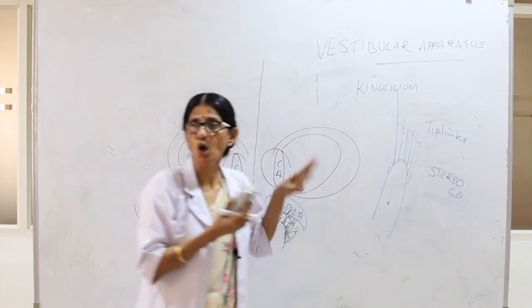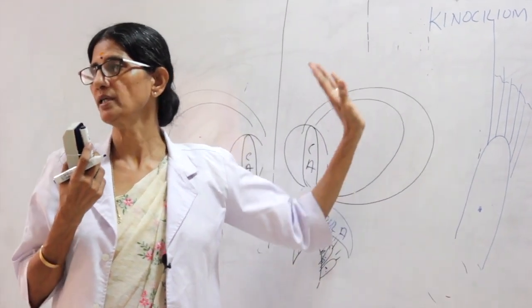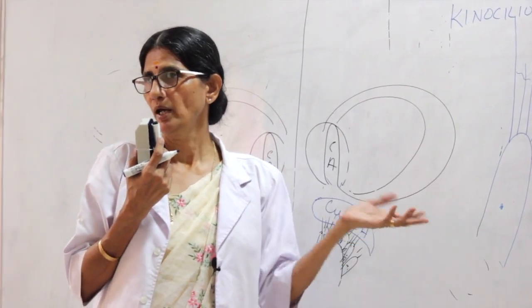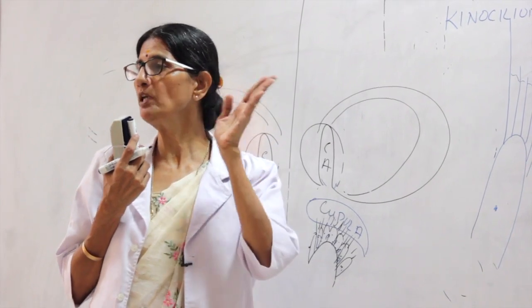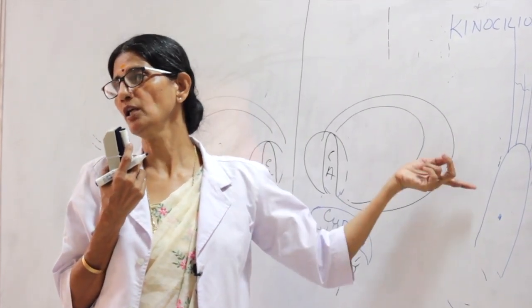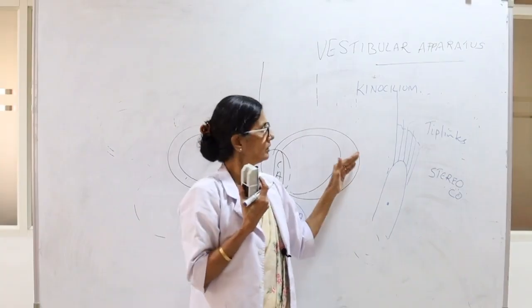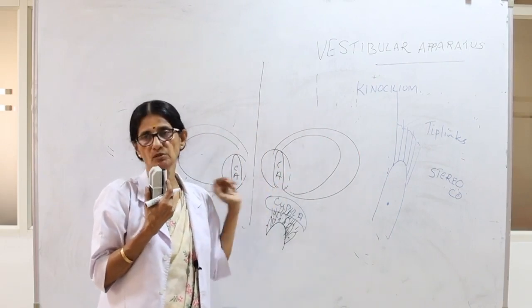Now when you learn about audition, there also it is the same hair cells which are acting as the receptors. So these are actually mechanoreceptors where a distortion or a displacement of the hair cells will be stimulating or giving rise to an action potential. So when we learn about the mechanism, we will come to know what is the stimulus for these receptors.